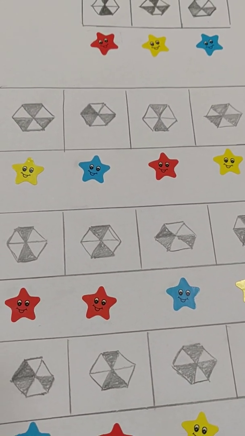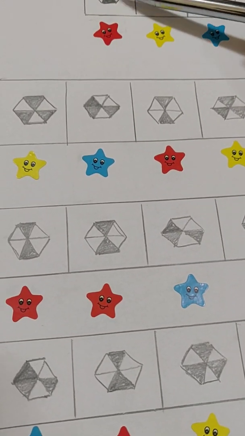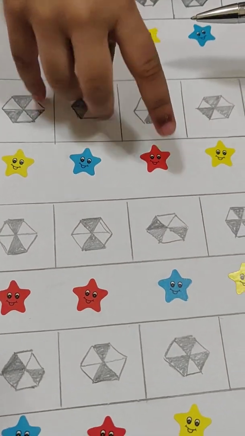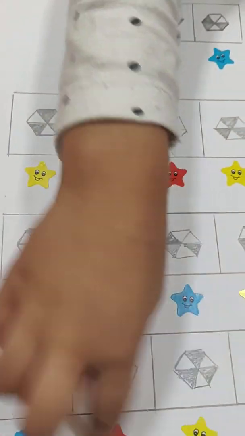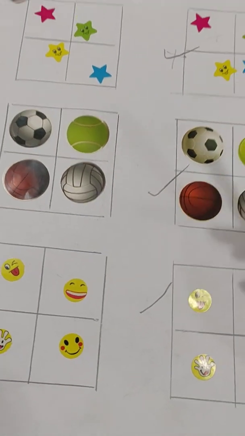A little difficult. Yes, it is. So she needs to check properly like this. This shape. This, I found it. This. Yes, red. Like that. Here, so this, no. Okay. Then here we have one more.